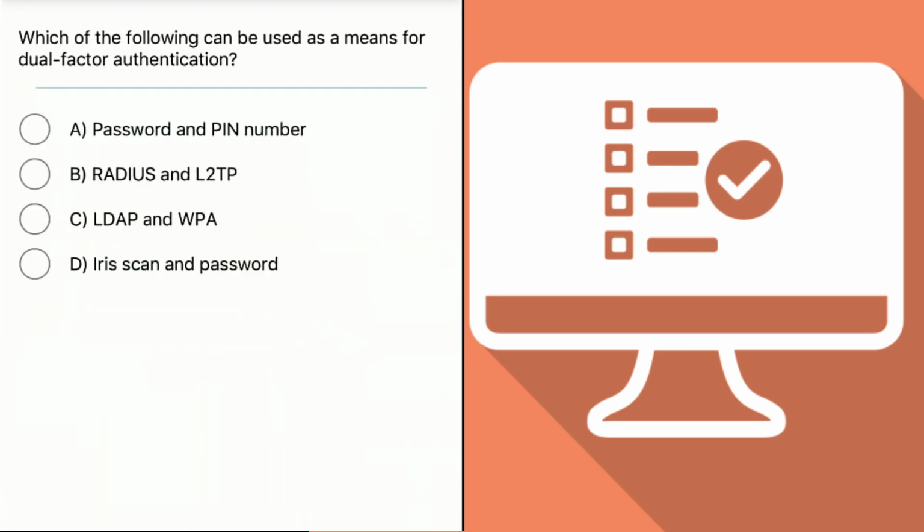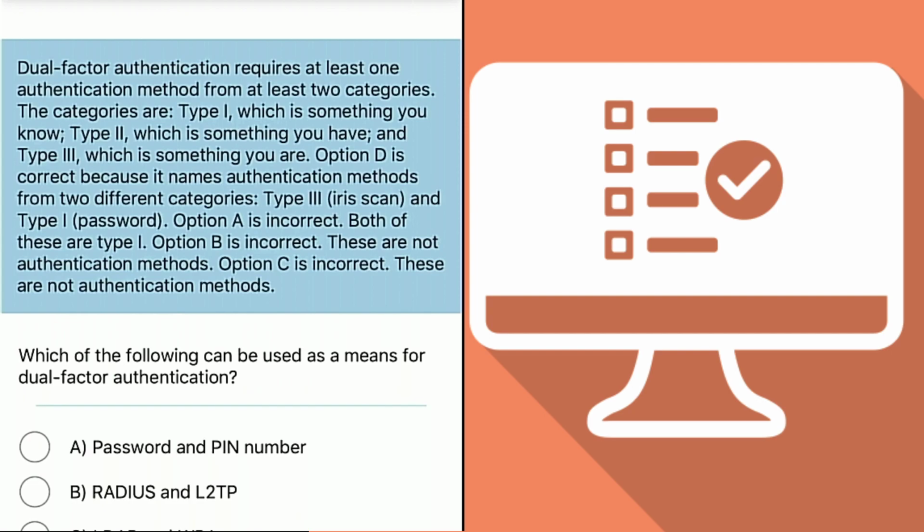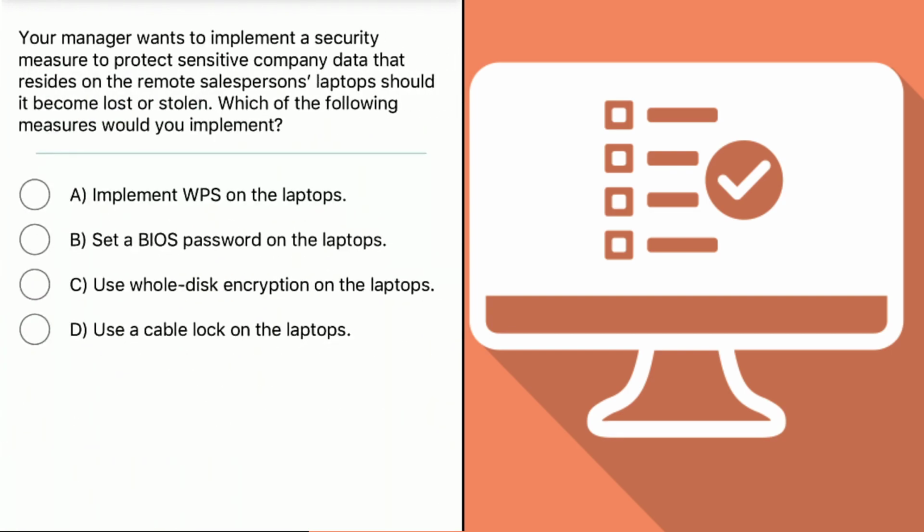Which of the following can be used as a means of dual-factor authentication? A. Password and PIN number. B. RADIUS and L2TP. C. LDAP and WPA. D. Iris scan and password. All right, if you choose D, let's see. Yes, we're correct. Dual-factor authentication requires at least one authentication method from at least 2 categories. All right, let's go to the next question.